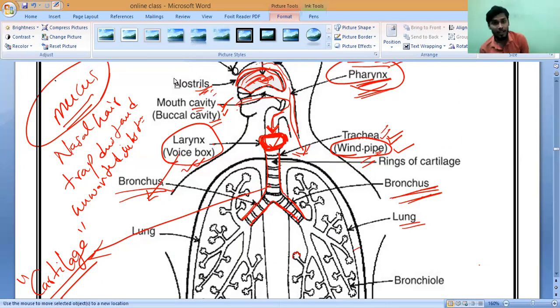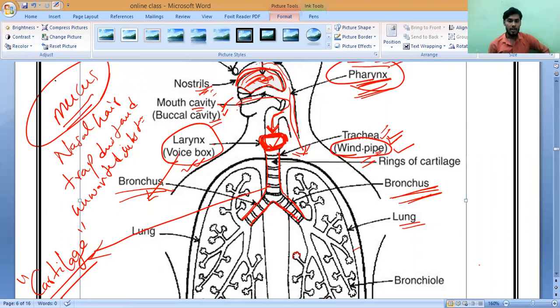All of you are biology students, correct? So what is the plural form of bronchus? We have seen the windpipe separating into two pipes. A single pipe is separating into two pipes. Can you say what the plural form of that is? Bronchi. Bronchi. You have to remember.